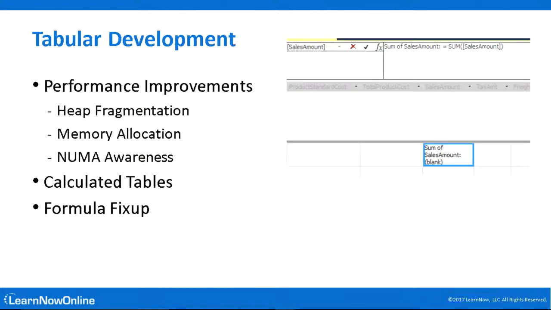The last thing for development is the formula fix-up. Everybody's excited about this. With this new tool or ability in tabular 1200 models or greater, SQL Server Data Tools will now automatically update the measures that are referencing a column or table that gets renamed. This was a big problem and created many headaches. But the problem in these previous versions that frustrated so many developers is now fixed in SQL Server 2016.